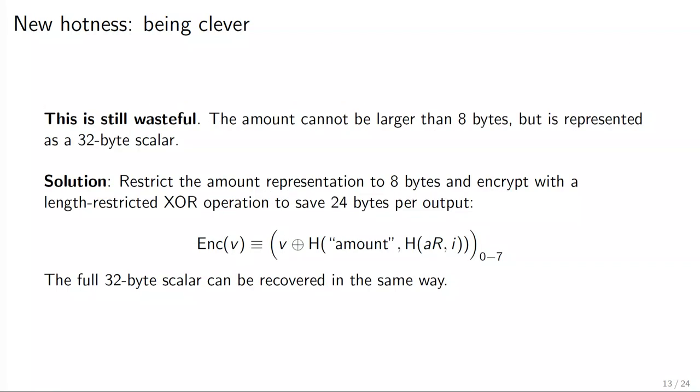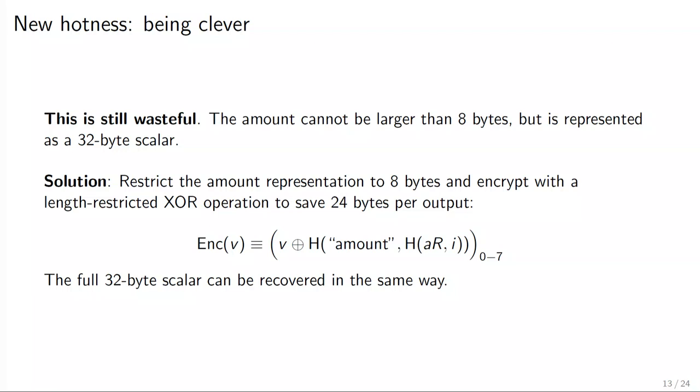But it turns out this is actually still wasteful. So the new hotness is still being more clever. It turns out that the amount can't be larger than 8 bytes or 64 bits. Remember, we're restricting the amount range using these range proofs, which I'll talk about later. But effectively, we're still representing this amount as a fairly large scalar value in the field that we're working with. It turns out it's 32 bytes. All of our algebraic quantities are basically represented by 32 bytes.